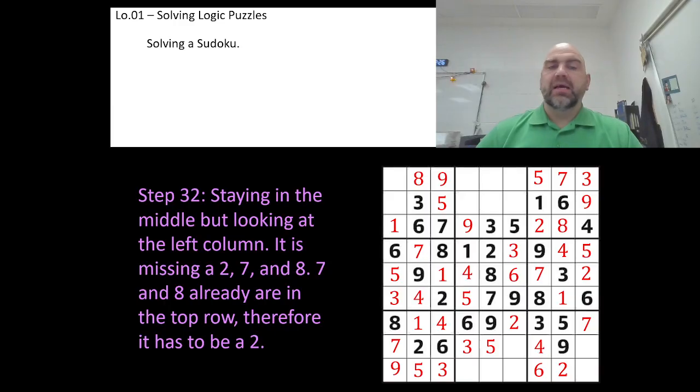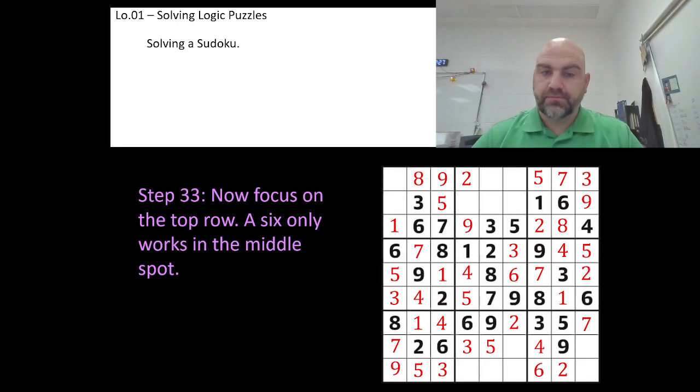Step 32. Staying in the middle, but looking at the left column. Okay, so we're going to look at this column right here. It is missing a 2, 7, and 8. Now, 7 and 8 are already in the upper row, so they're already on that top row, which means that that one cannot be a 7 or 8, so it has to be a 2. So again, we're using process of elimination to try to solve for that.